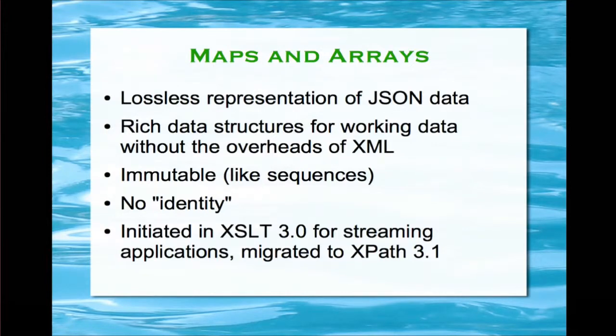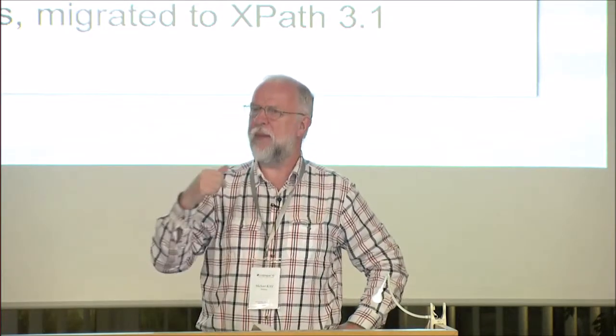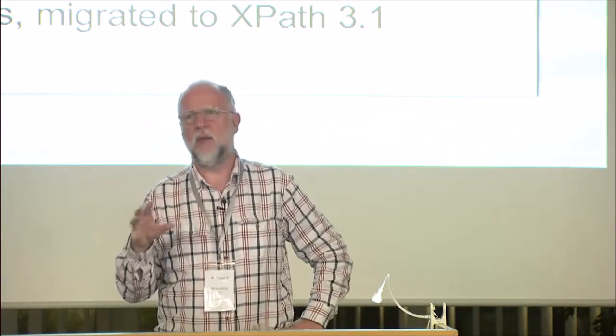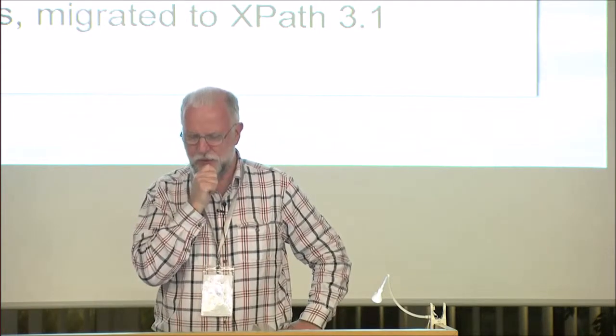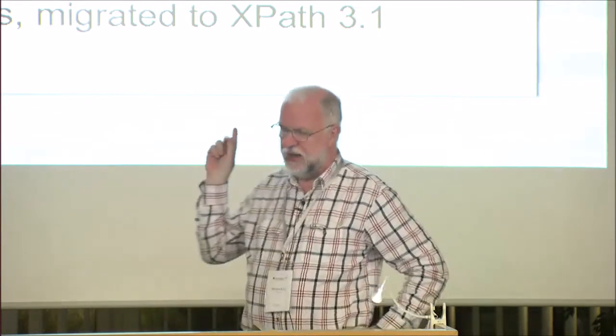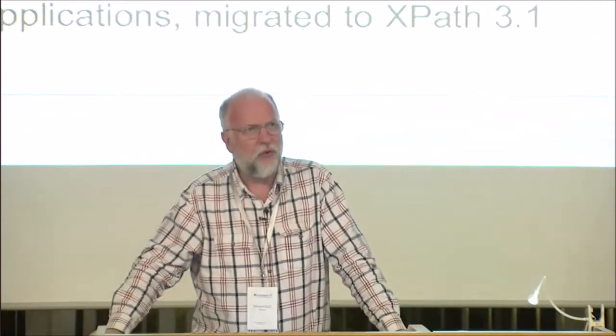Whereas arrays and maps are purely functional data structures. They're immutable. So if you add an entry to a map, it's like adding an entry to a sequence. You get a new map that doesn't affect the contents of the old map. And so they behave in a functionally very clean way that works very well with the declarative semantics of a functional programming language. The work on maps and arrays actually started as something to support streaming in XSLT 3.